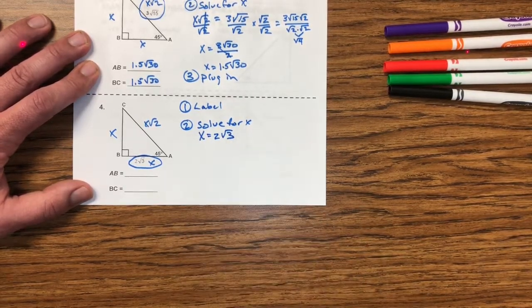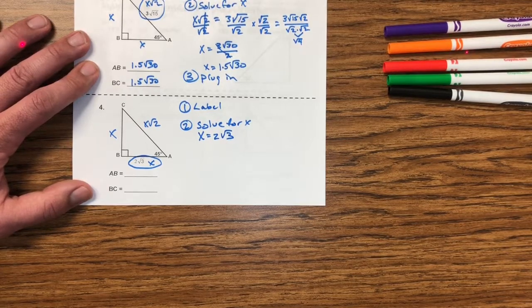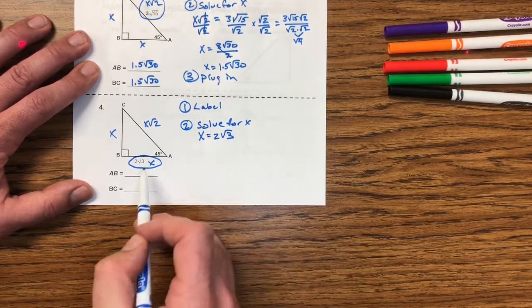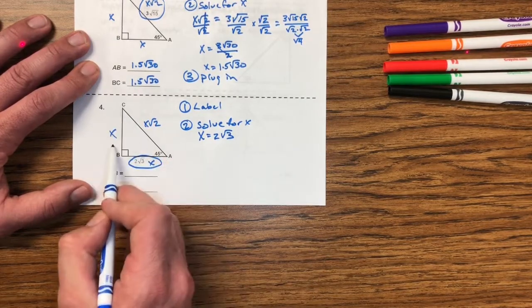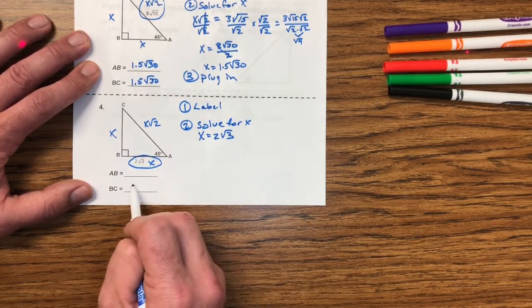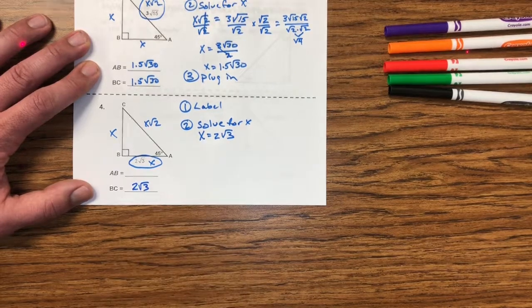X has to be 2 square root of 3. We didn't have to do any math to solve for x. We knew it by our ratio here that we got from our labeling. B to C is x. So I can go ahead and say, well, x is 2 square root of 3.